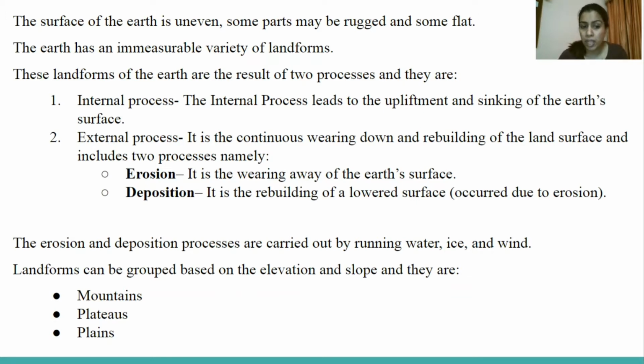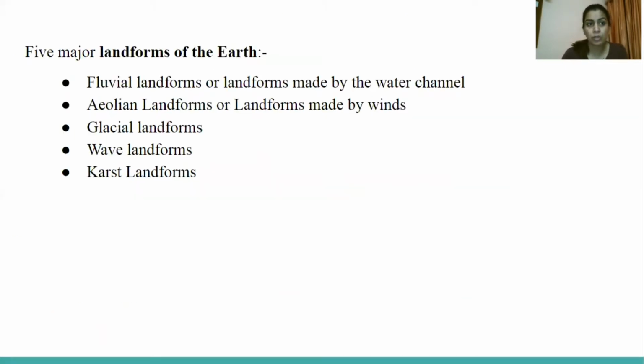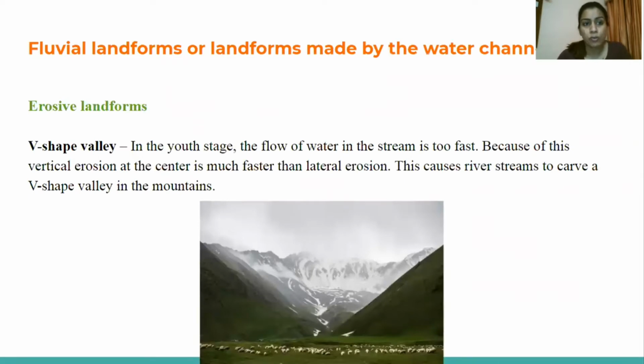Landforms can be grouped based on the elevation and slope, and they are mountain, plateaus, and plains. So there are 5 major landforms on the earth. The first one is fluvial landforms or landforms made by the water channel. Next is aeolian landforms or landforms made by winds. The third is glacial landforms, fourth is wave landforms, and fifth is karst landforms. So we are going to start with the first one. So fluvial landforms or landforms made by the water channel.